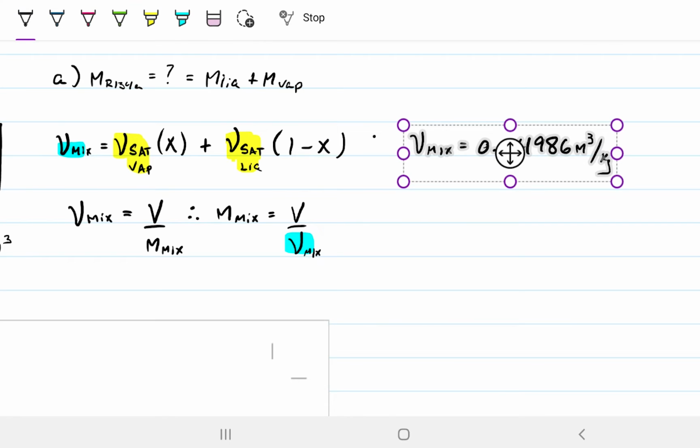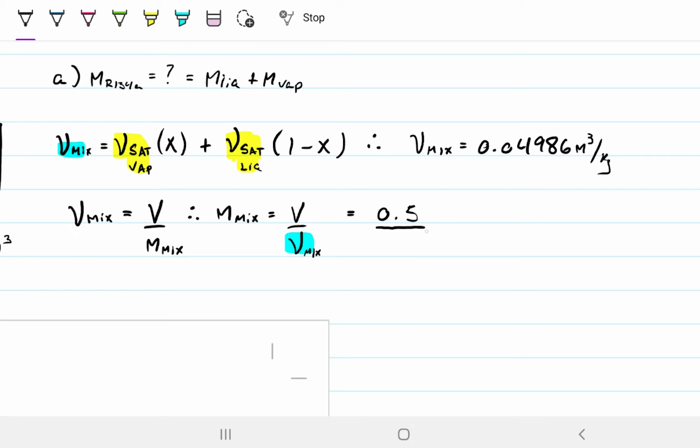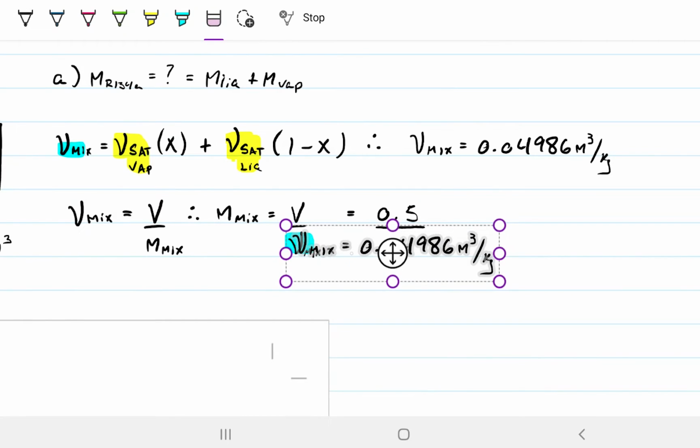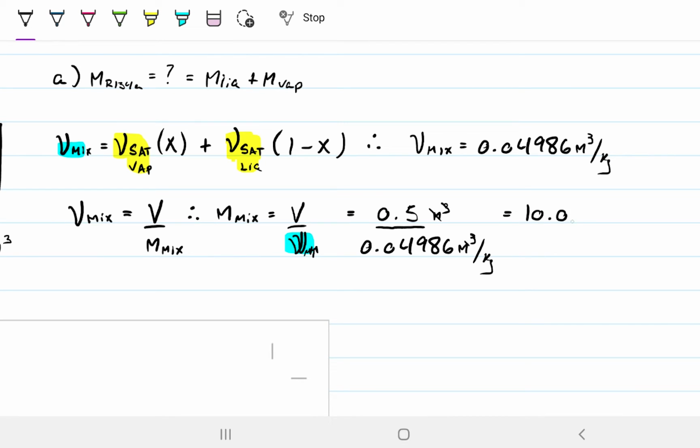So therefore, this is the mixture one. And here what we can do is, the mass is just going to be 0.5 divided by the 0.04986. There you go. This is meters cubed, so meters cubed and meters cubed go away. We're left with kilograms, which is the unit for mass, which is great. And we find that the mass of the mixture is 10.03 kilograms.